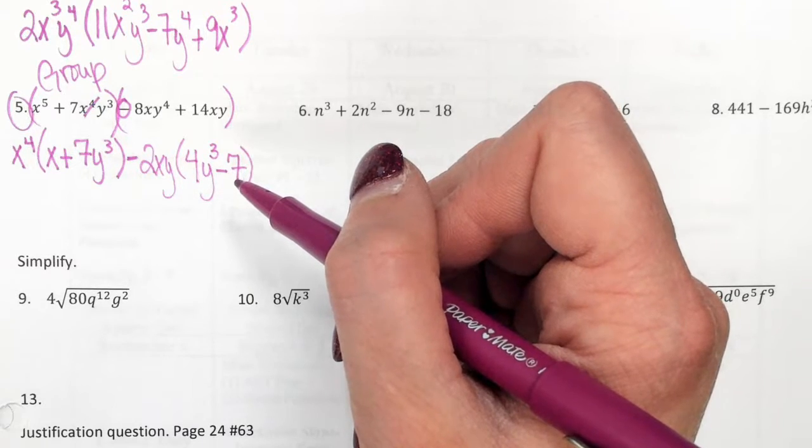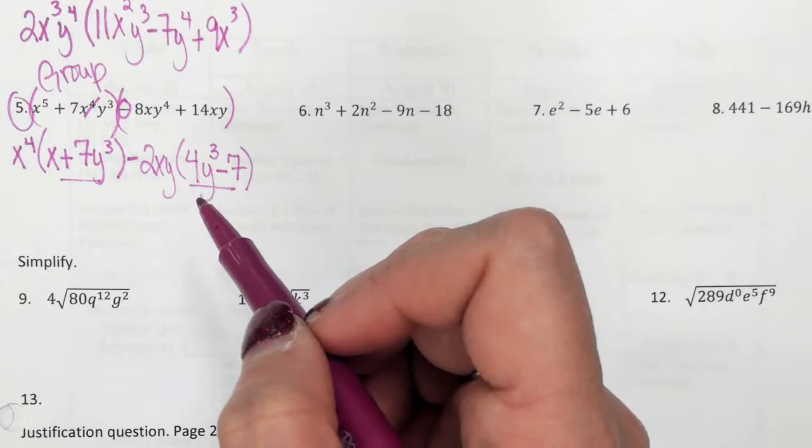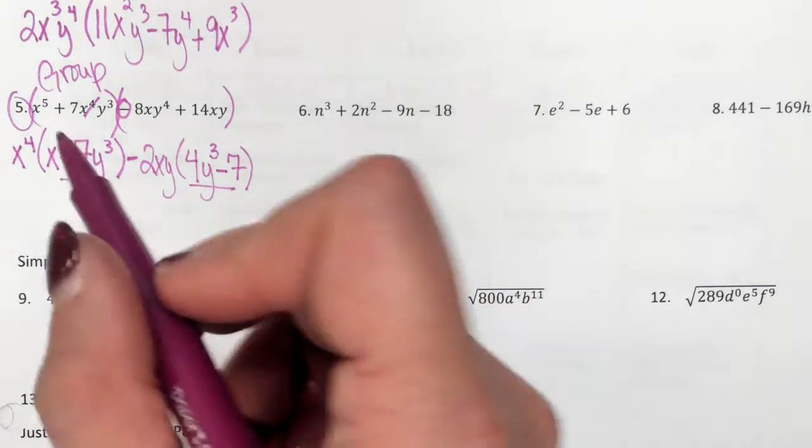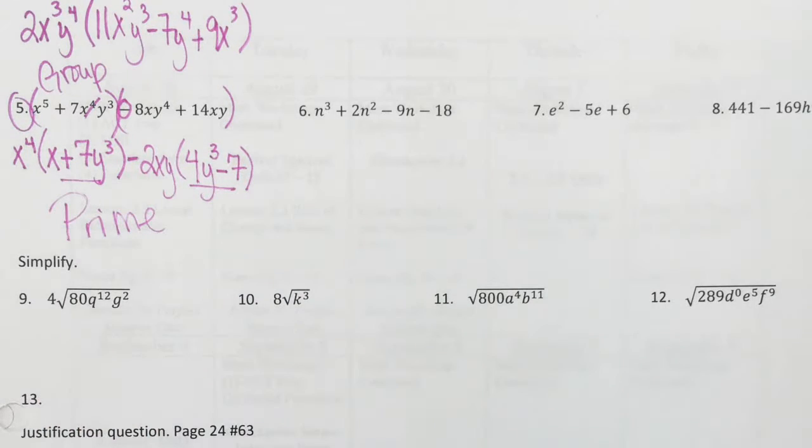All right, so then what happens, Ty? They don't match up, so what do we call it if we can't factor it? Remember, start with a P. Prime. There you go.